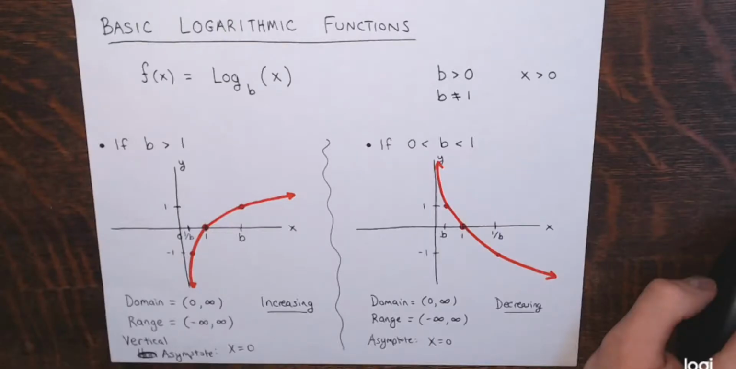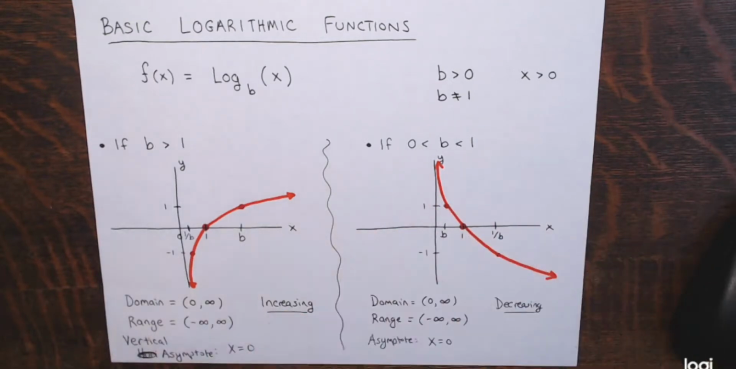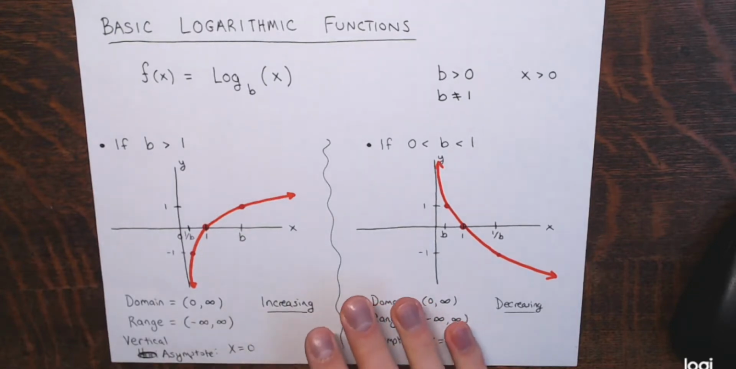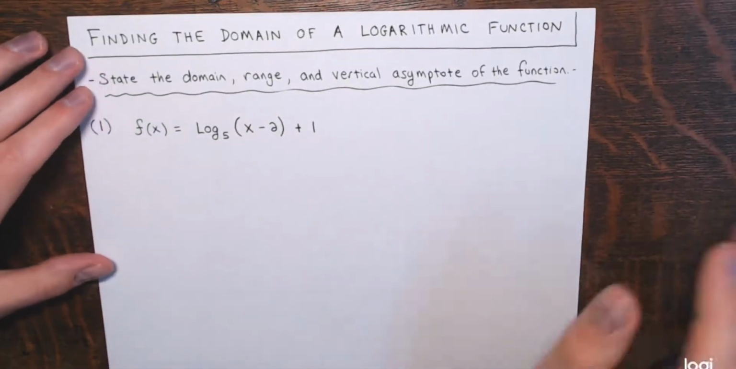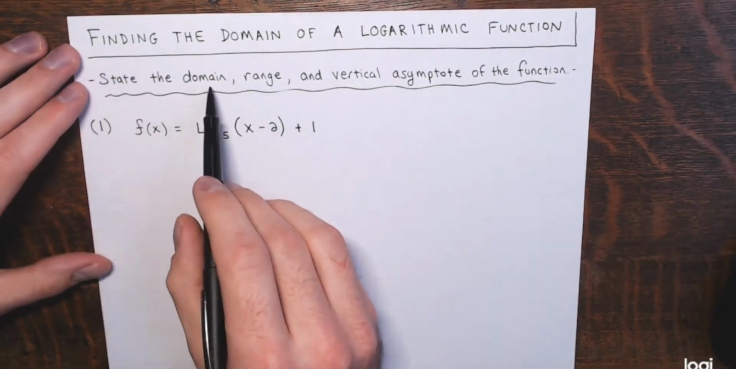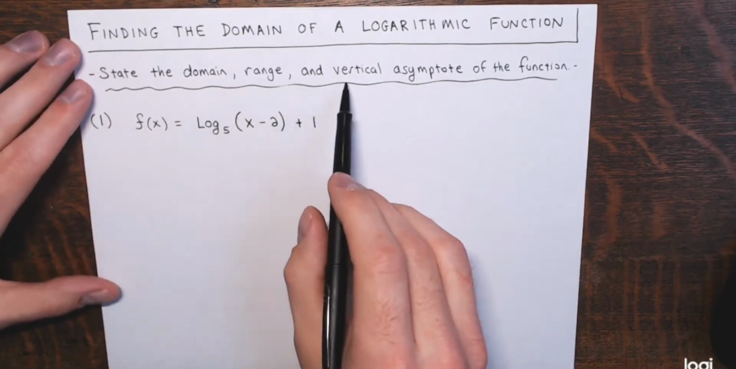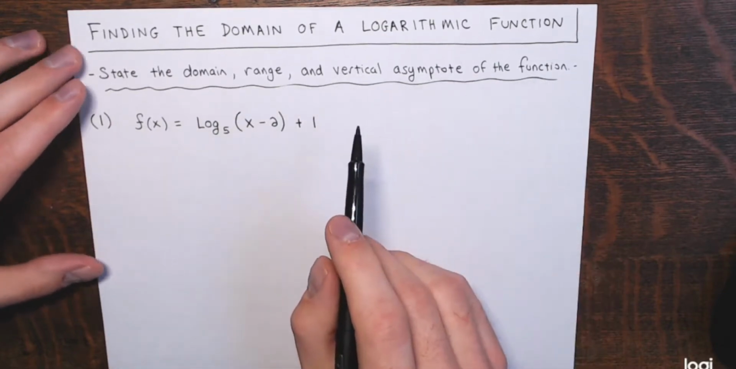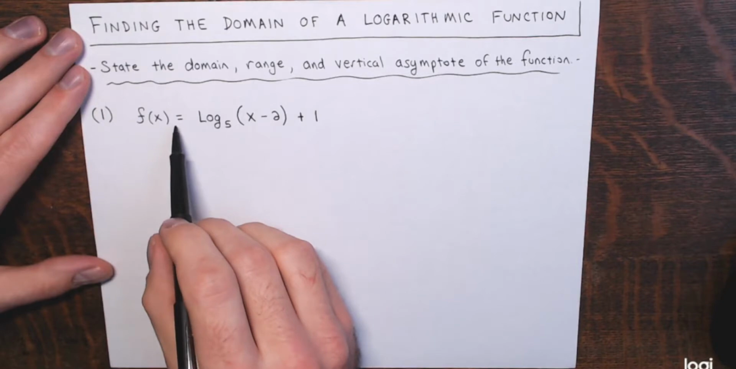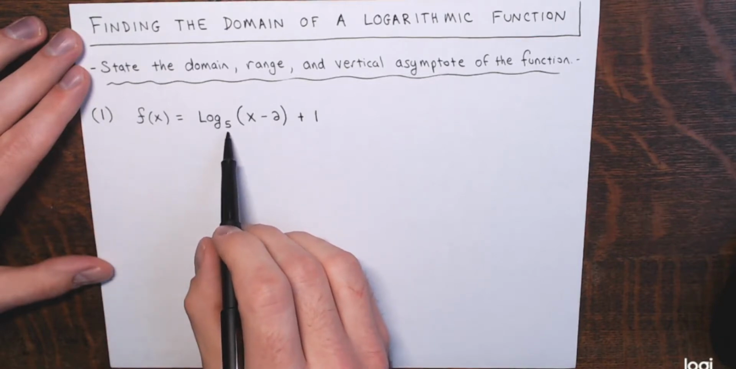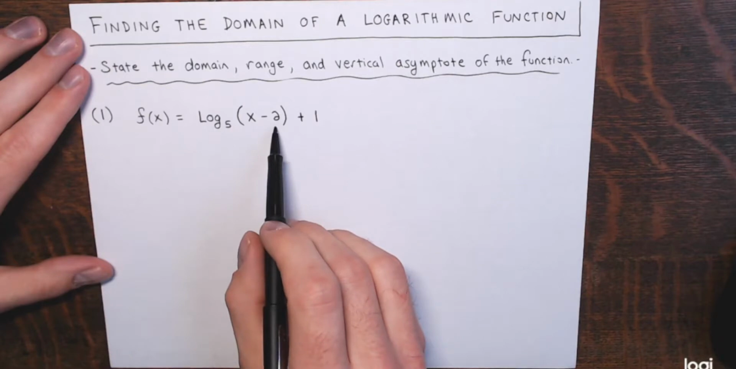Alright, so now that we have at least the basic graphs down, we should be able to go into the examples for this video. For all the examples, I have the following instructions. I'm asked to state the domain, the range, and the vertical asymptote of the given logarithmic function. Here we have f(x) equals the log base 5 of (x minus 2), plus 1.